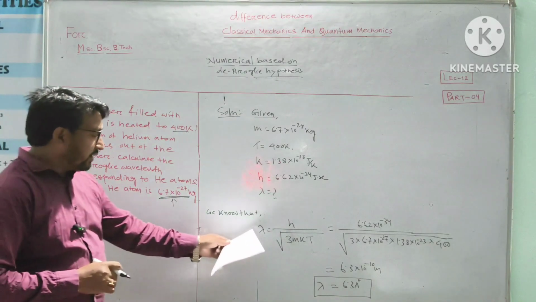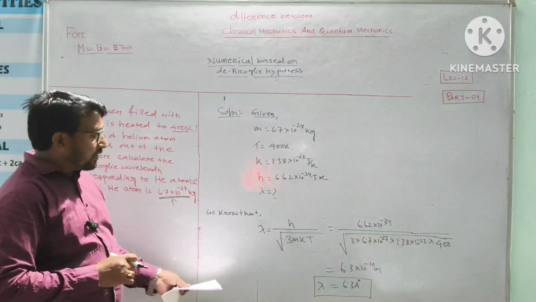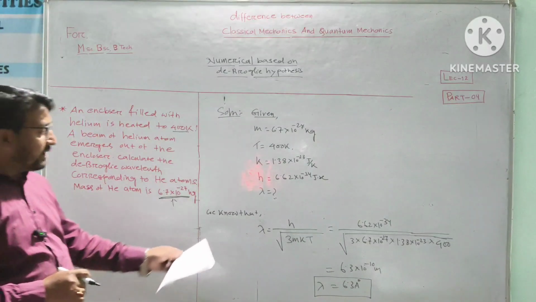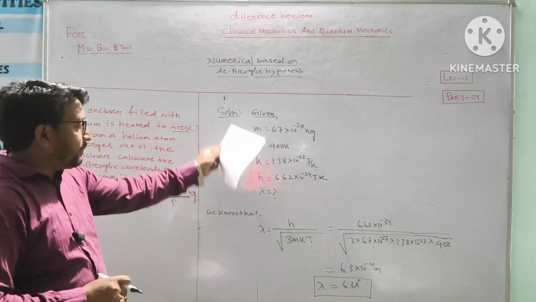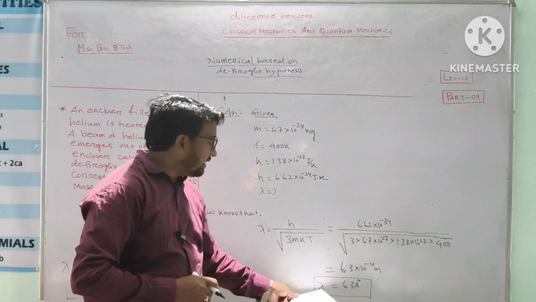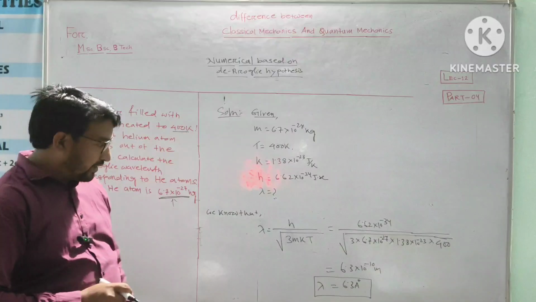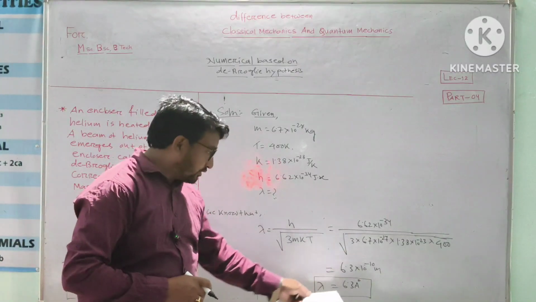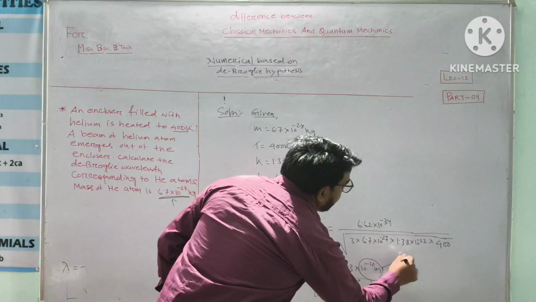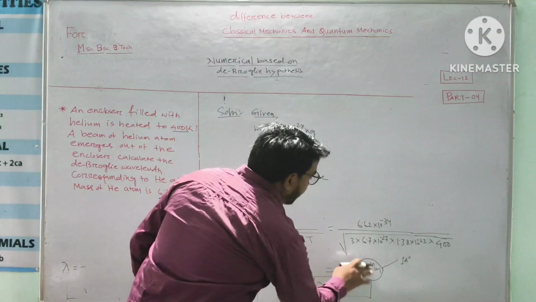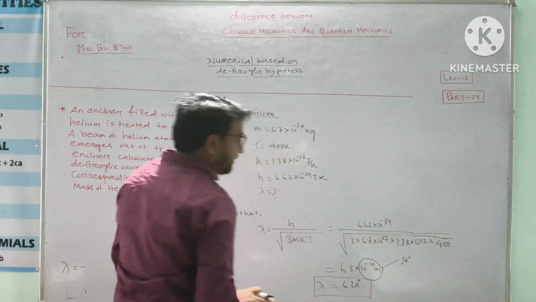So we know that by using the de Broglie wave equation in terms of temperature, lambda equal H by under root of 3mkt. When all the values are substituted in this equation, then you will get 6.3 into 10 to the minus 10 meter, and this is equal to 6.3 angstrom, because we know that 10 to the minus 10 meter is equal to 1 angstrom. So we can write 6.3 angstrom. Okay. Thank you.